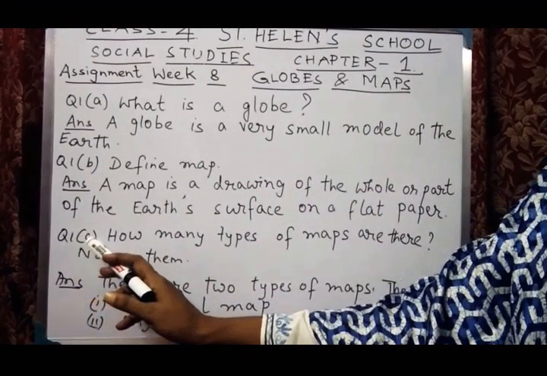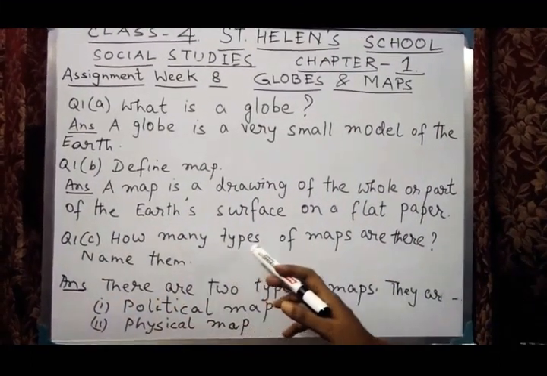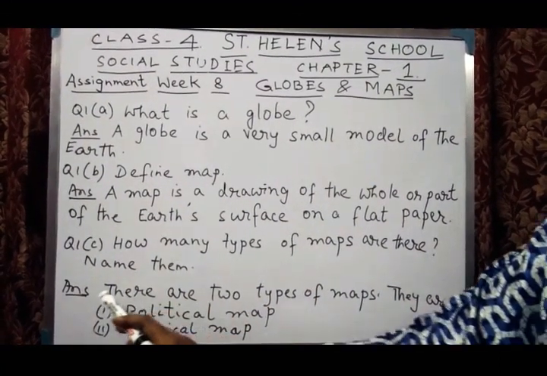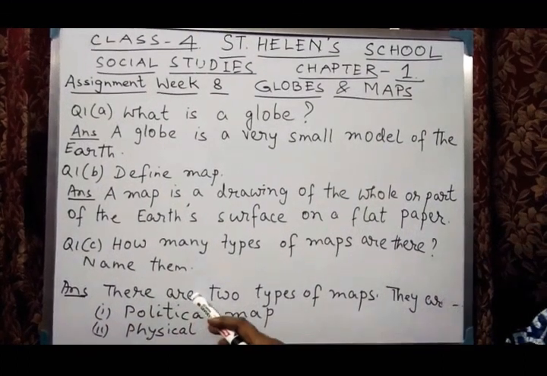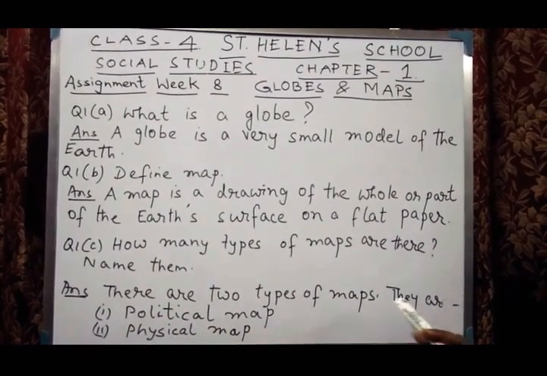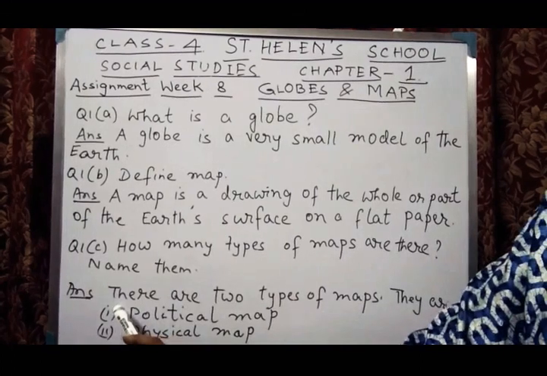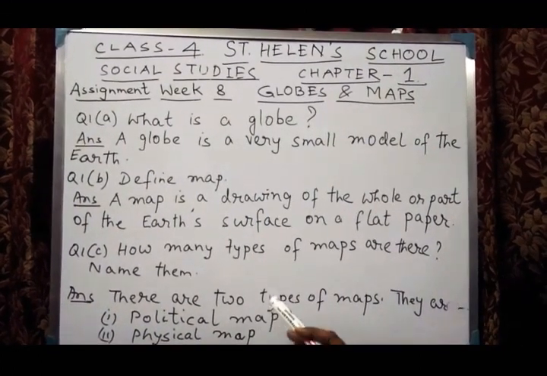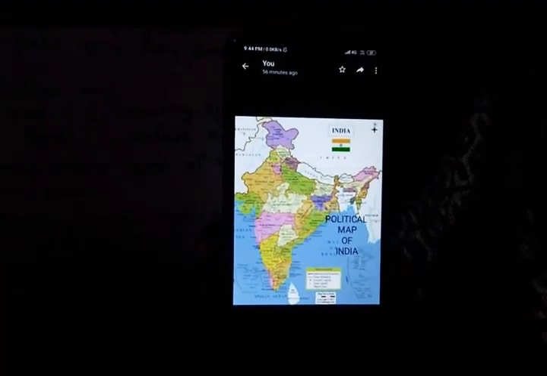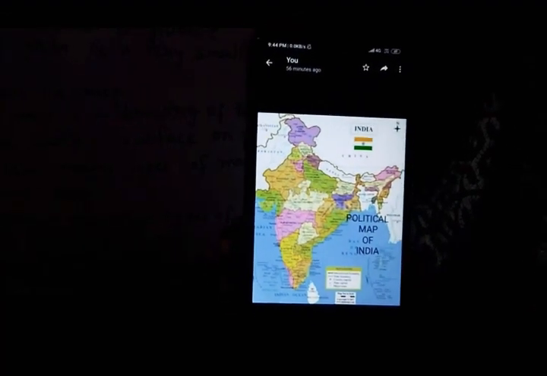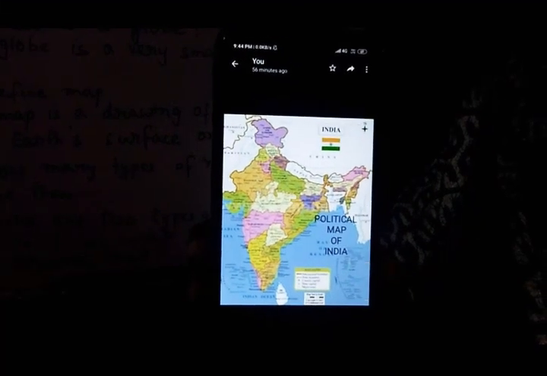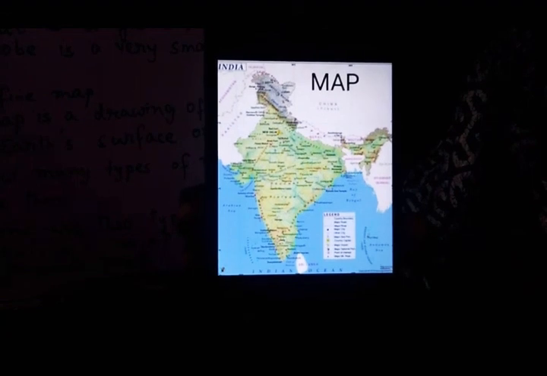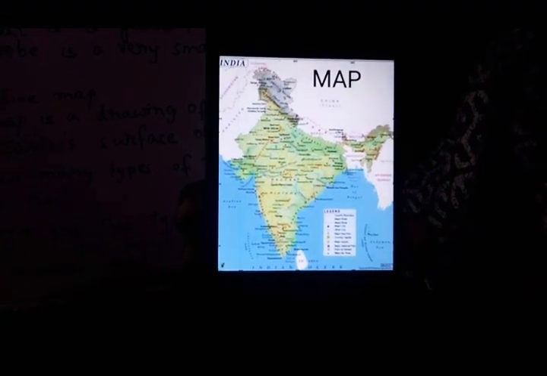Question number 1C. How many types of maps are there? Name them. Answer will be, there are two types of maps. They are number 1, political map, and number 2, physical map. This is an example of a political map of India. This is an example of a physical map of India.